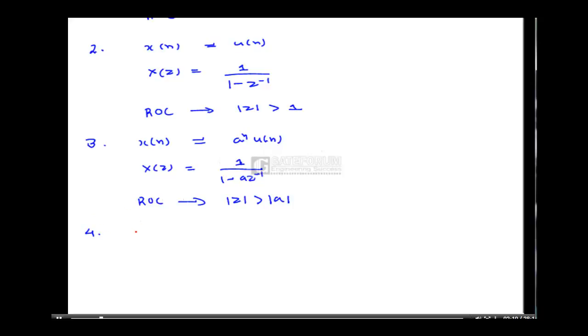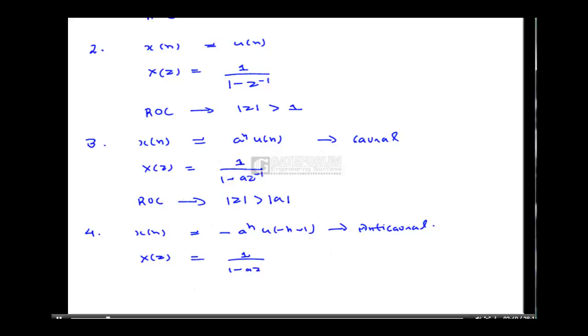Fourth one is minus a^n u[-n-1]. The difference here is this is causal, this is anti-causal. X(z) here is the same, 1 upon 1 minus a z inverse. ROC in this case is mod z lesser than mod a.